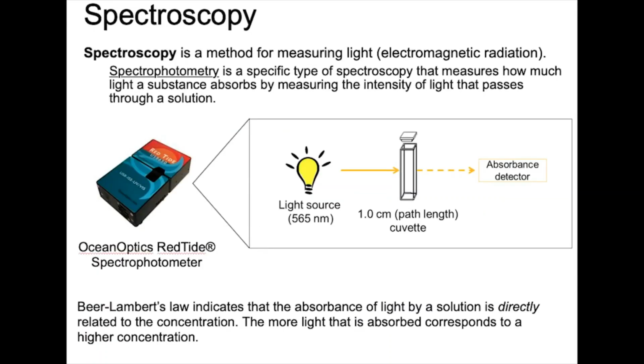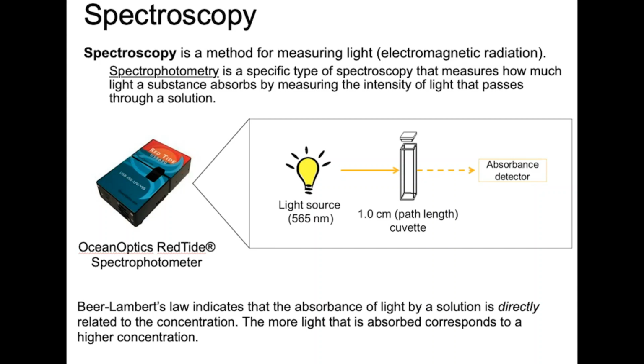Another concept that's important to understand is what our equipment is actually doing today. So we have spectroscopy, which is the method for measuring light, and more specifically, spectrophotometry, which measures the amount of light that's passing through a solution. We measure this by using a spectrophotometer, which in this case is the Ocean Optics Red Tide, and this is the exact one pictured that we use in the lab today.